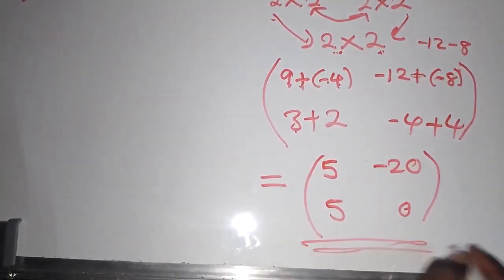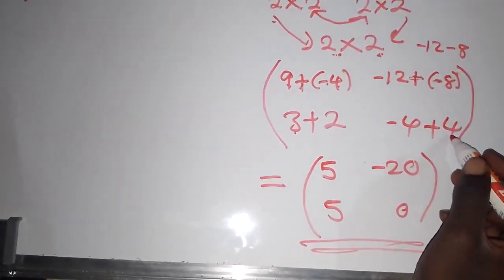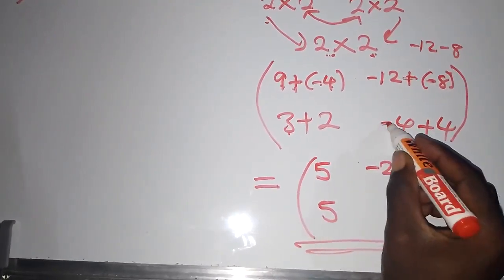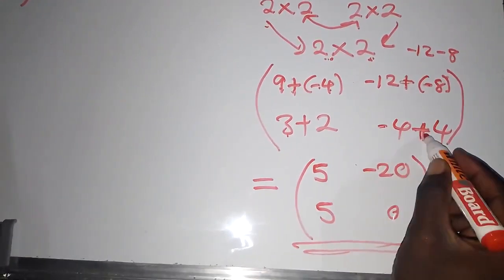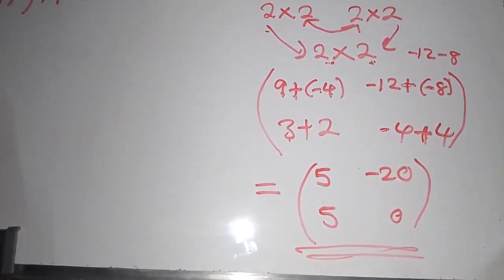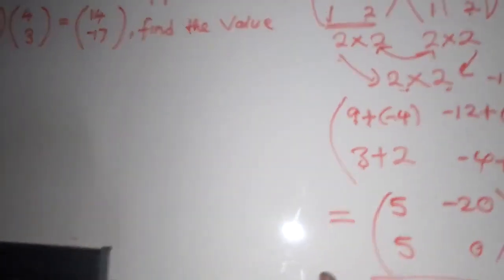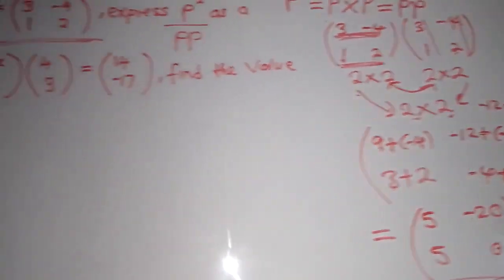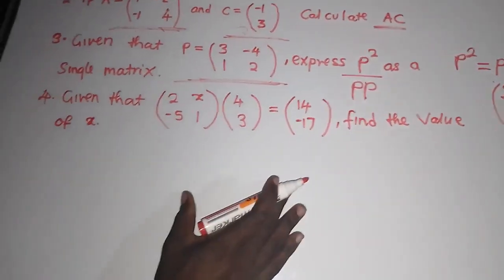So maybe you are confused on this one. Different signs, I told you need to subtract. 4 minus 4 is 0. 0 has got no sign. Just leave it like that. So these are the questions that we need to understand. Let's go now to the last one. This is our last question.